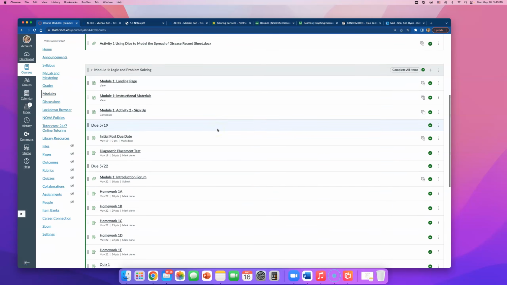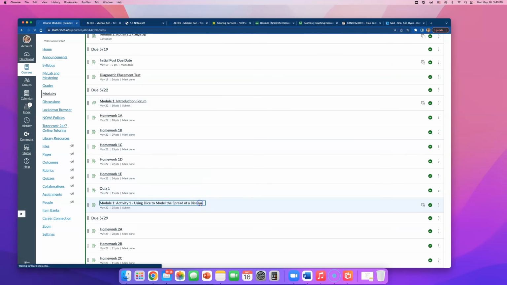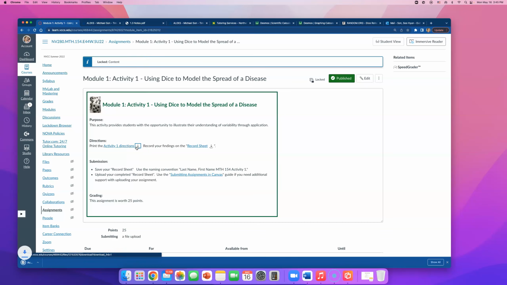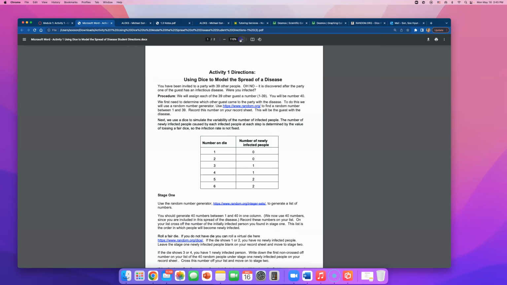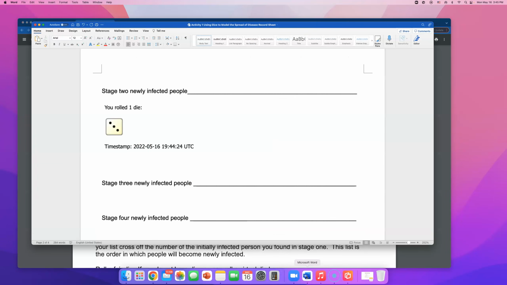So if I roll a 3, how many people am I infecting? I think it's just 1, but I want to be sure. Oh, here it is. If I roll a 3, I am going to infect one more person. One new person is going to get infected. Okay? All right. Let me go type that up.